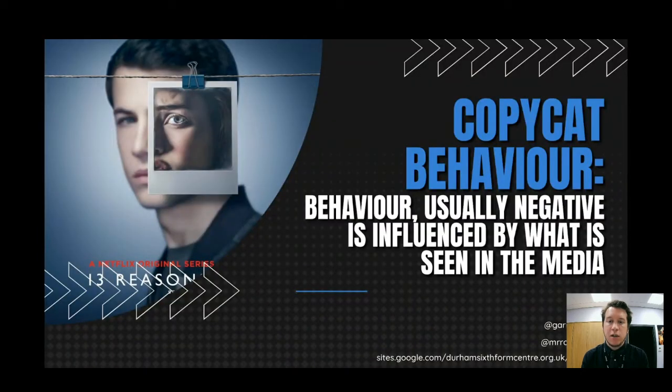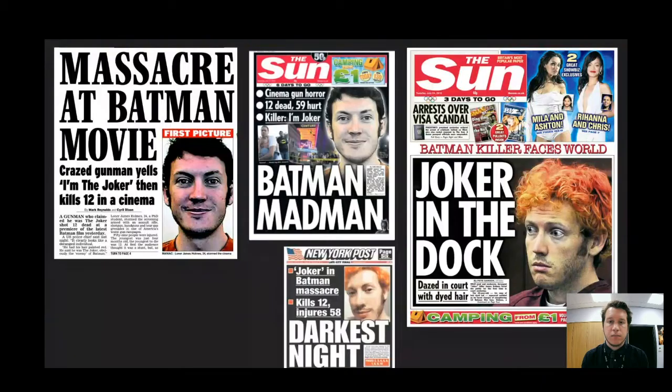Copycat theory acknowledges that this behavior is usually negative and is influenced by what those individuals see in the media. This is often critiqued, as many other audience theories acknowledge audiences' active choice and a large number of other environmental factors. But there is the argument that an individual, perhaps in a mass shooting in America, may have been inspired by something that they've seen in a movie and perhaps then copy that behavior in the real world.